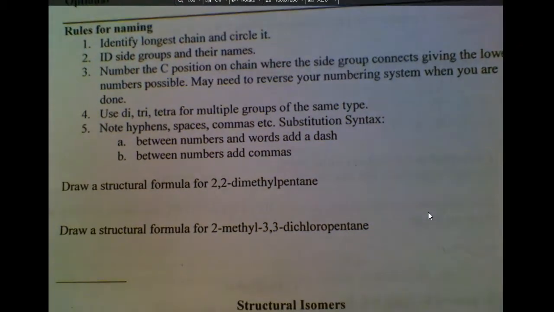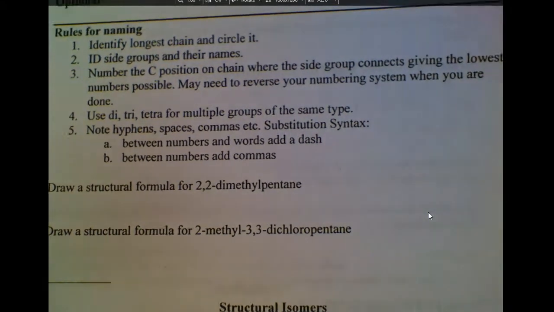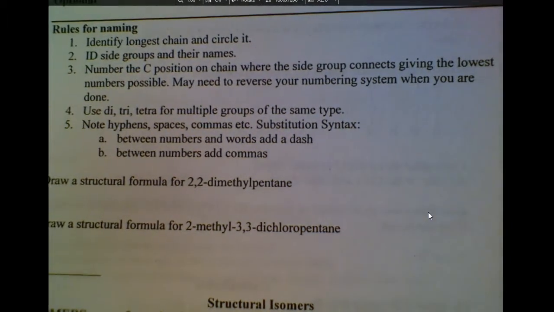Okay, and on your cheat sheet there is also a list of rules for identification here. As we look at this, you'll see that we want to identify the longest carbon chain and circle it. We'll then identify the side groups and their names. You number the C position on the chain where the side group connects and give it the lowest number possible. So you can look at it from both ends, but you have to start with the carbon with the lowest number first. We use di, tri, or tetra for multiple groups of the same type on the compound.